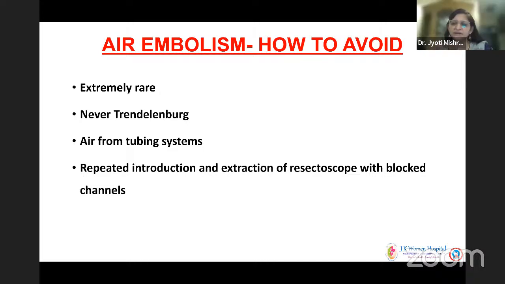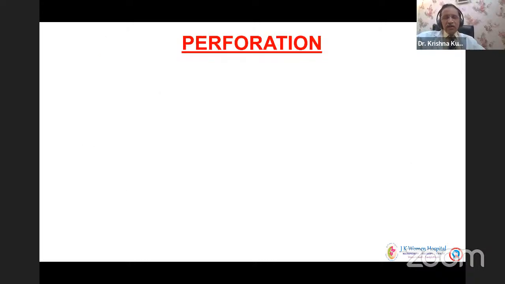Even when you're dilating or doing anything, leave the dilator in place, or use a wet gauze. So, perforation. Anurag, how will you avoid it?